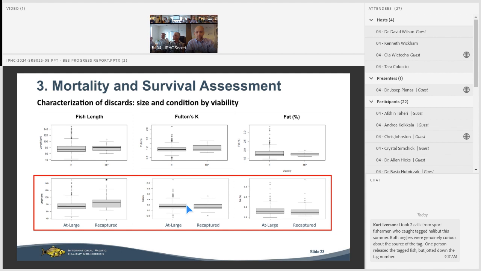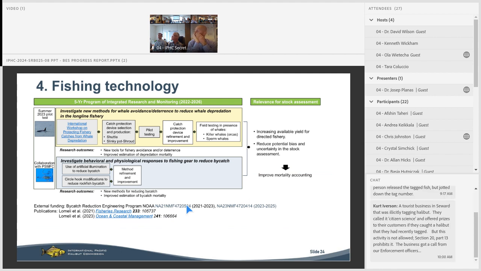But at any rate, we did see a size effect on the recaptured fish, but we didn't see any predictive value to Fulton's K, fat percentage, or things like that on their recovery. But we are certainly seeing a high percentage of recoveries on these fish. We're getting some valuable information on growth by fish size and things like that as well. And so that's it for updates on that.